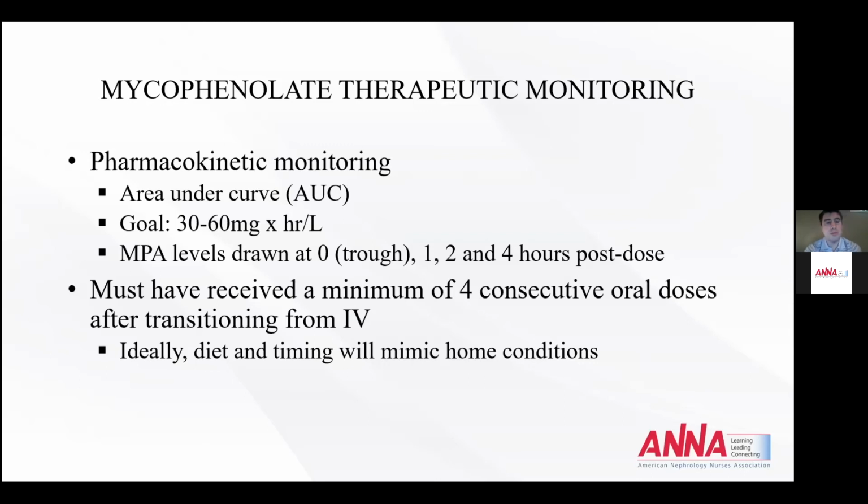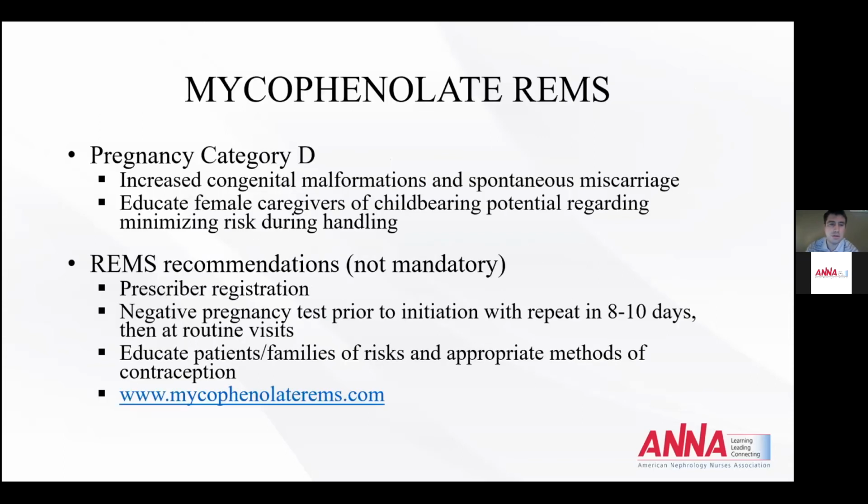But we'll draw these levels at different time intervals. So you have a 0, which is trough, and then at 1 hour, 2 hour, and 4 hours, and then our lovely pharmacist helps us convert and figure out what the AUC is. We adjust the dose equivalent to make it fit within that goal. And you must have received 4 consecutive doses if you're transitioning from IV to oral before you do Cellcep kinetics. So if we make a Cellcep change, you don't want to immediately do AUC. You need to wait a few days, make sure they have a couple of days of dosing before you would then get an AUC.